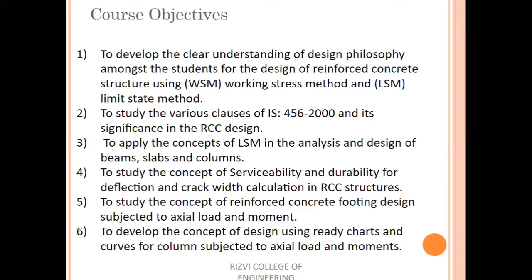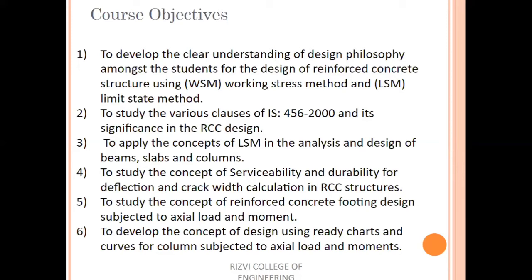So I request all the students to please carry a soft copy of this code. You can download it, or I can upload it on the Moodle for you. So please carry that copy, and then we can simultaneously refer to the IS code and solve the problems. And one more thing, in the exam, the IS 456-2000 is allowed.